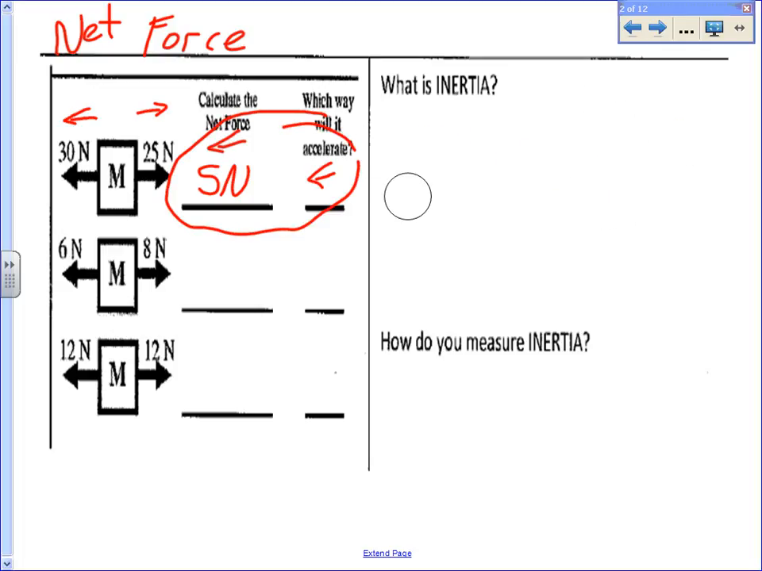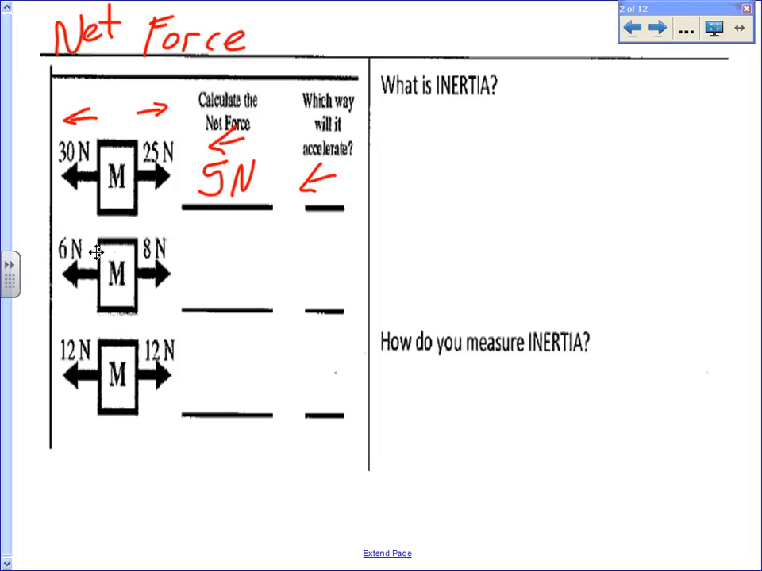Your acceleration has to be in the same direction as your net force that's applied, but it doesn't mean you have to be moving in that direction. There's not a lot of things that we try and trick you on. We keep telling you this over and over. Net force and acceleration have to be in the same direction, but that doesn't mean you have to be moving in that direction. You can be, but you don't have to be.